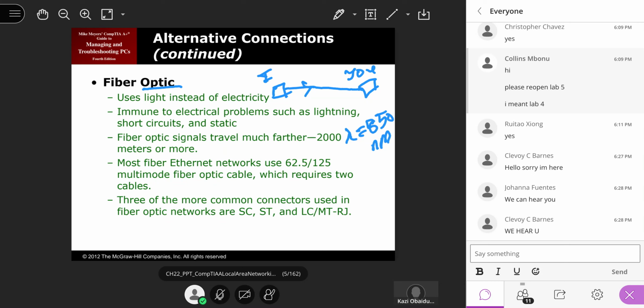There we use a specific wavelength. That wavelength is represented by the symbol called lambda, and it is 850 nanometer. Nanometer is very, very small, super small. So this wavelength signal passes through this glass, and that signal carries our information, voice, data, everything. That is the importance of using the optical fiber.